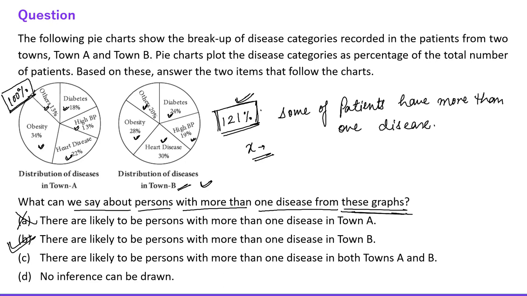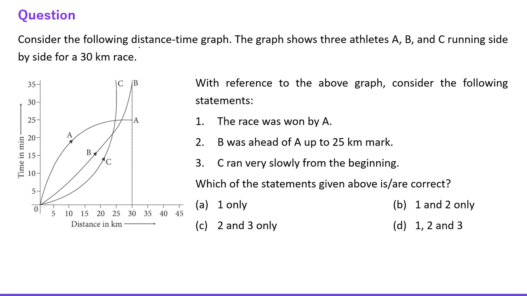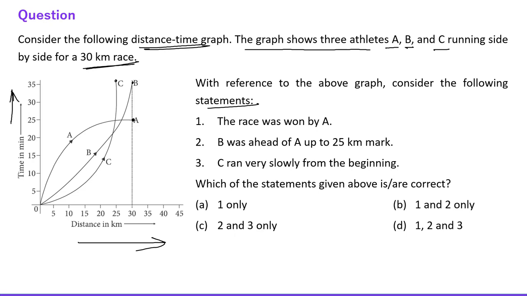Okay, next question says, consider the following distance time graph. The graph shows three athletes A, B, and C running side by side for a 30 kilometer race. With reference to the above graph, consider the following statements. Alright, so let's talk about the graph first. Here it is time and here it is distance. Here A, B, and C, these three athletes are there. A completed the race, B completed the race, but C did not complete the race. I repeat, A and B completed the race because they are reaching the 30 kilometer mark and the race is 30 kilometers.